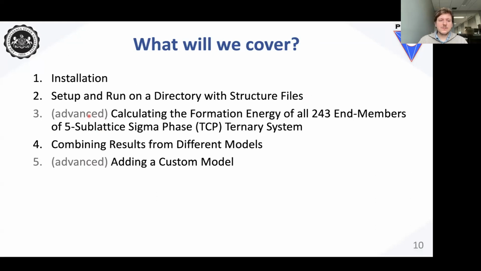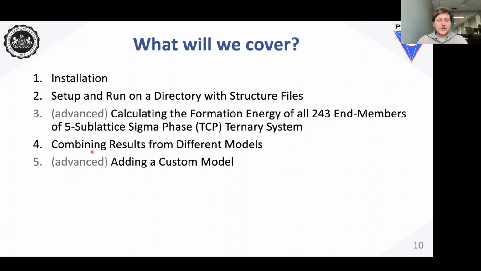We're also going to show some slightly more advanced things that you might be interested in. For example, we are going to look at the 5 sublattice model, which is the full sublattice description of sigma phase, a topologically close-packed phase in a ternary system, which has 243 end members, something that would be quite costly with DFT. And we are just going to do it in about 20 seconds.